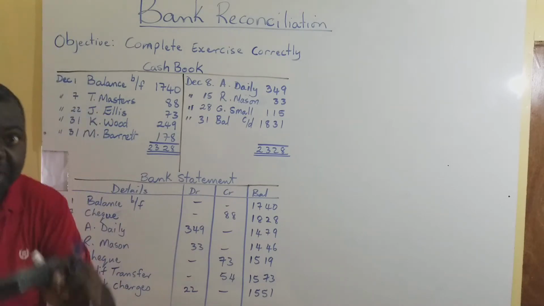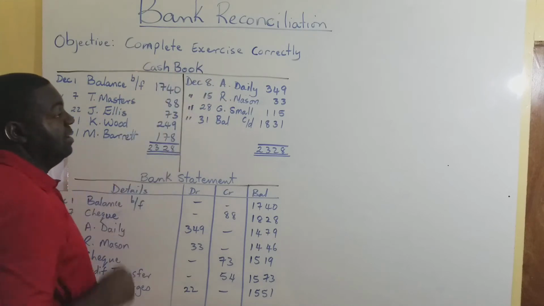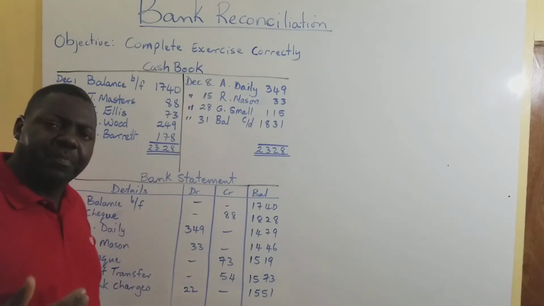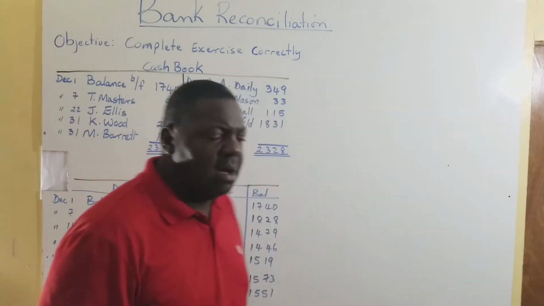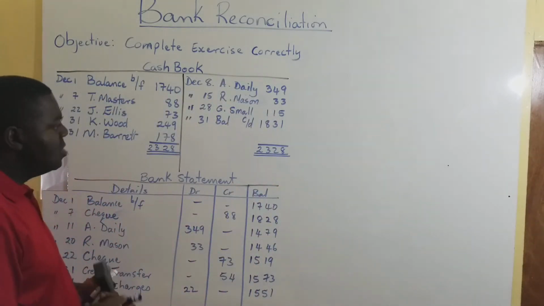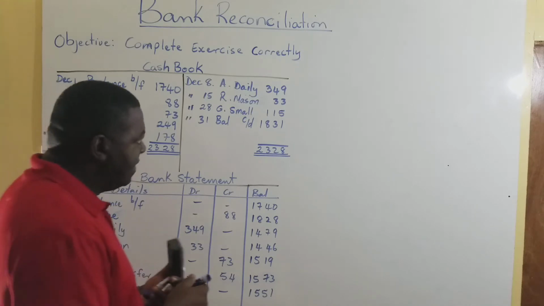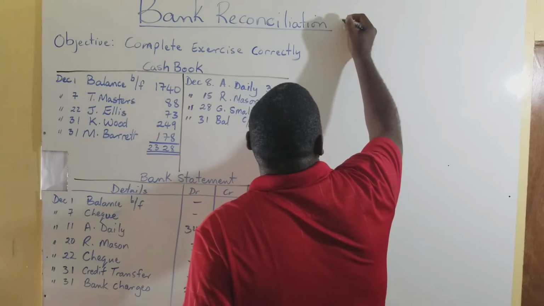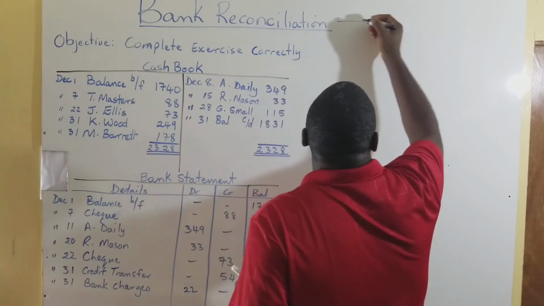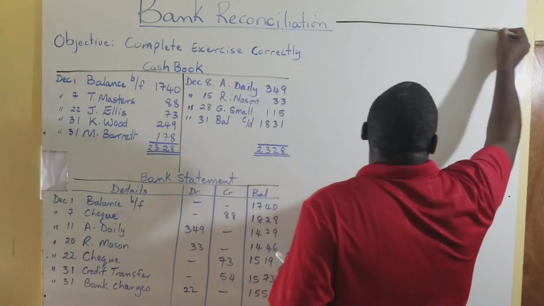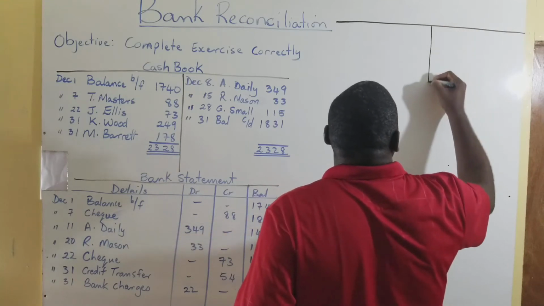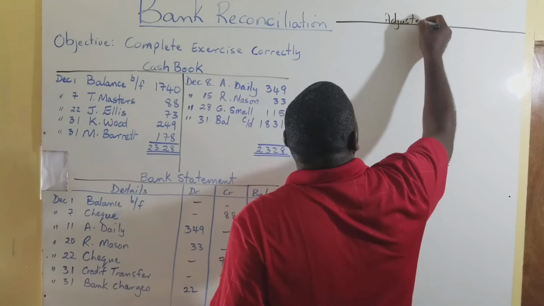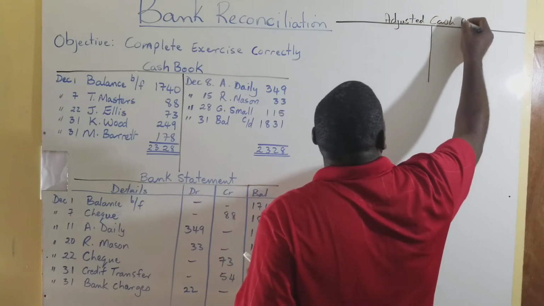So our objective today is to complete this exercise correctly. We want to give you enough practice to be able to manage the concepts. All right. So let's go now. The first thing that we're going to be doing is opening our adjusted cash book, right? So we're going to do the adjusted cash book.